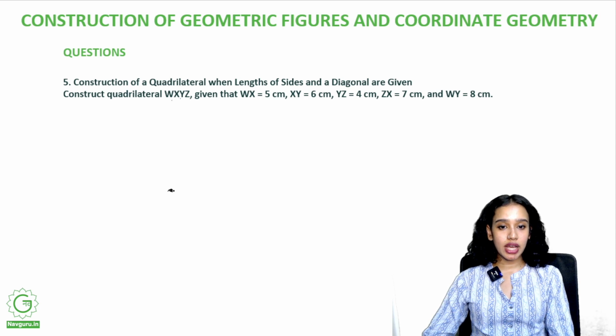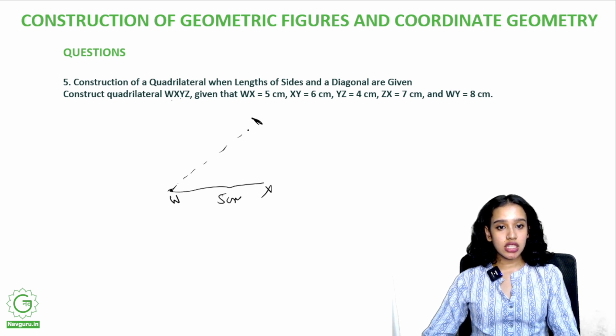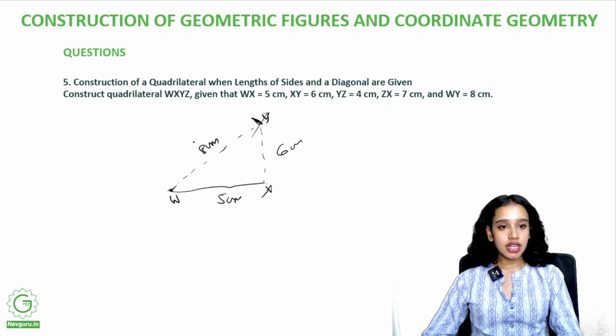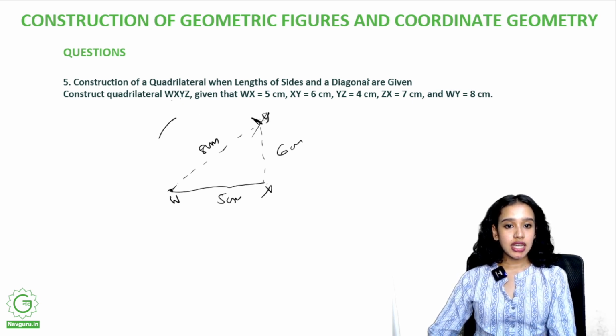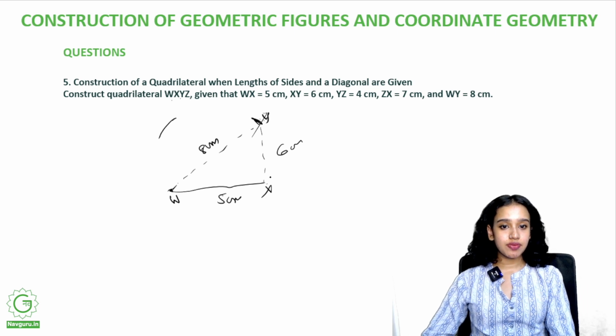So, we place WX first, 5 centimeter, and the diagonal is WY. This is WX. Then from W, I'll mark 8 centimeter apart, right? Now, this is my diagonal and this point would be Y, which is 8 centimeter, right? Now, I have XY is equal to, we'll mark a point here and this would be 6 centimeter, right? Then YZ, I'll mark a point which is 4 centimeter away from here, and XZ. So, this would be Z.